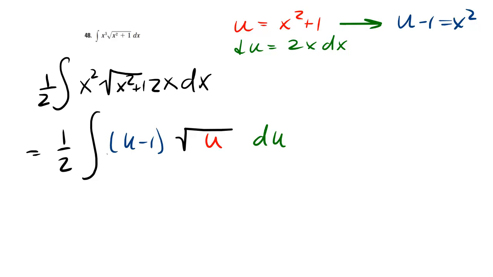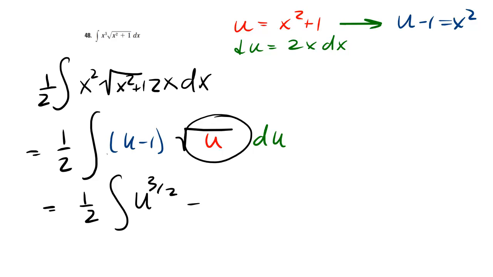All right, so why would I do this? Well, check this out. This is actually a lot easier to integrate because I can multiply this through. If I were to do that, this would turn into, well, u times the square root of u is u to the power of 3/2 minus 1 times square root of u, which is u to the power of 1/2 du. This is way easier to integrate than the original problem.